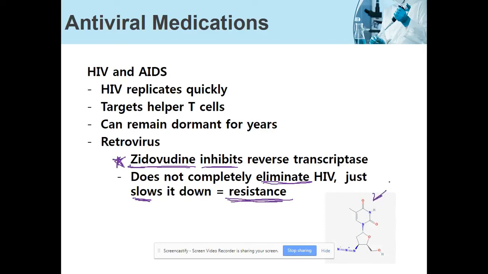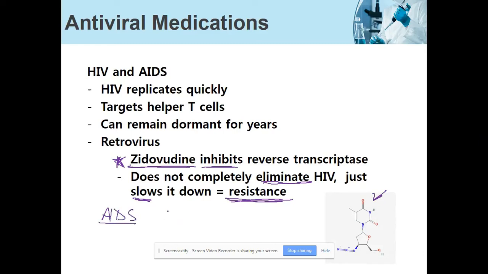Here's zidovudine. We also talked about it with preventing synthesis with those guys that look a little bit like the components of DNA and RNA. So when we do use zidovudine, it's only to try to prevent resistance from building up too quickly.